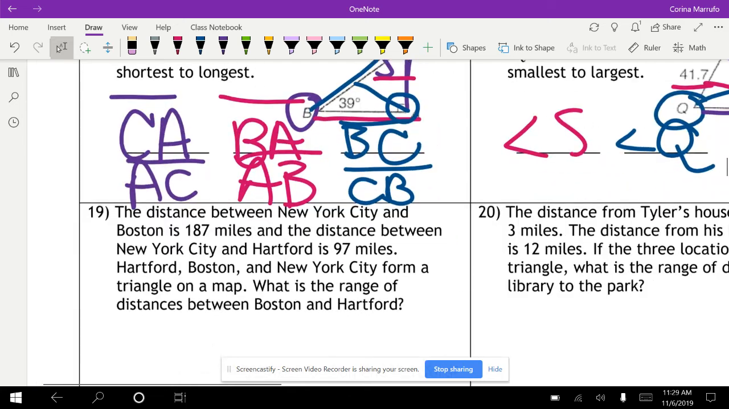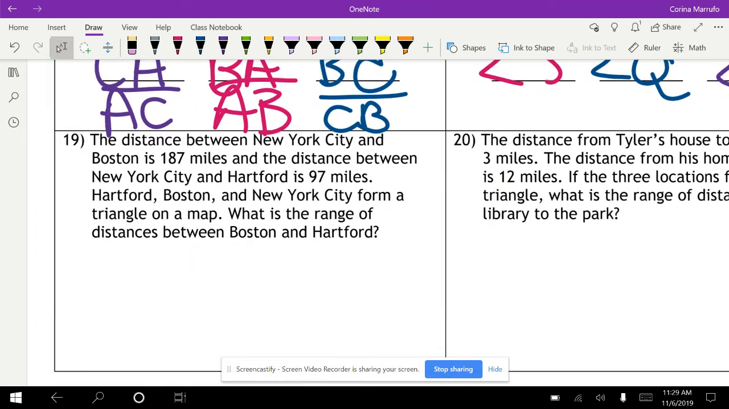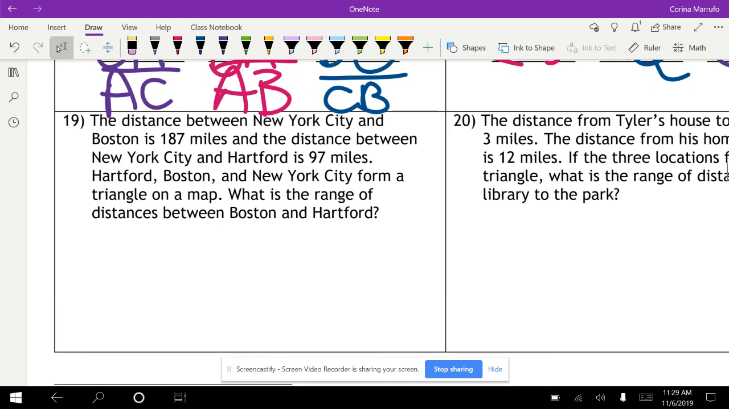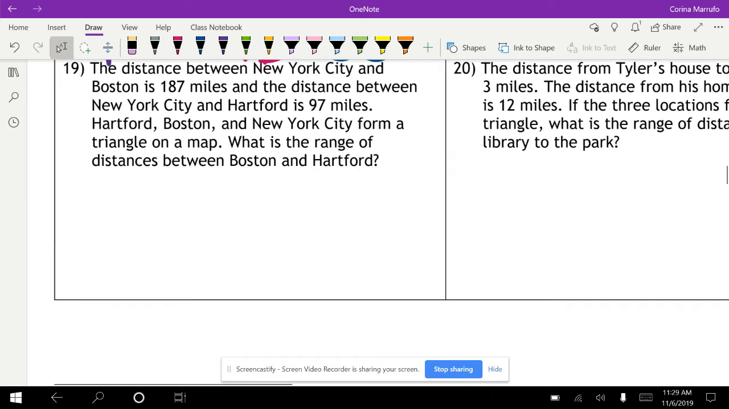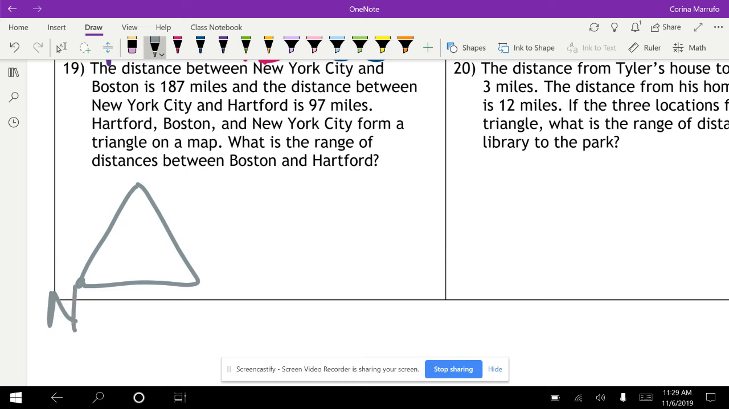All right, the next one says the distance between New York City and Boston is 187 miles, and the distance between New York City and Hartford is 97 miles. Hartford, Boston, and New York City form a triangle on a map. What is the range of distances between Boston and Hartford? So I'm going to make my triangle. This is New York City. This is Hartford. And this is Boston.